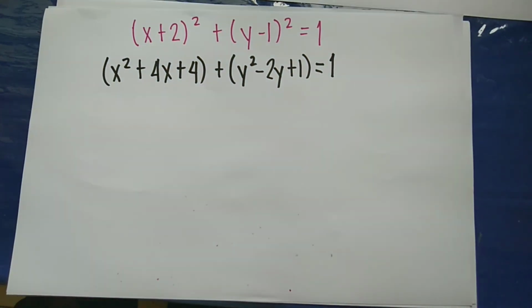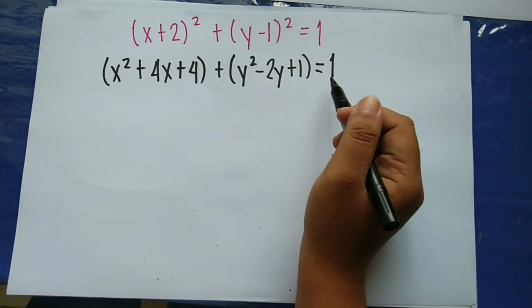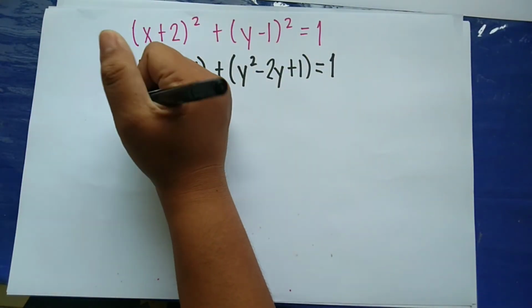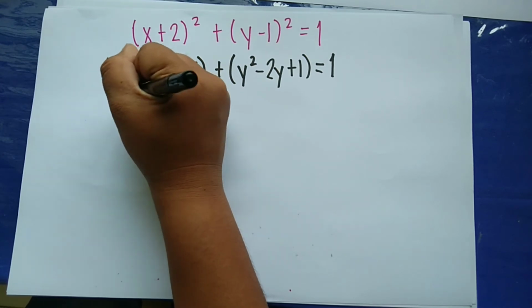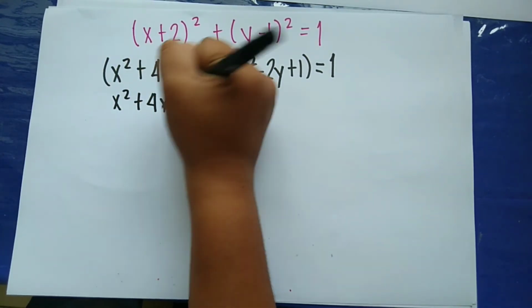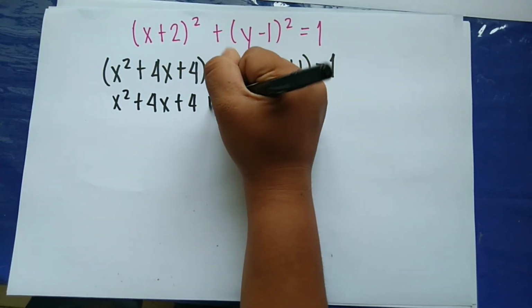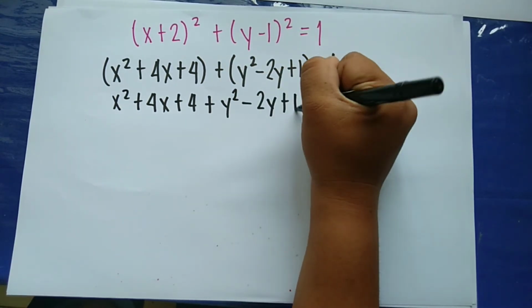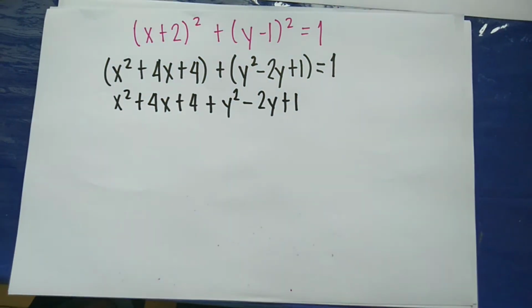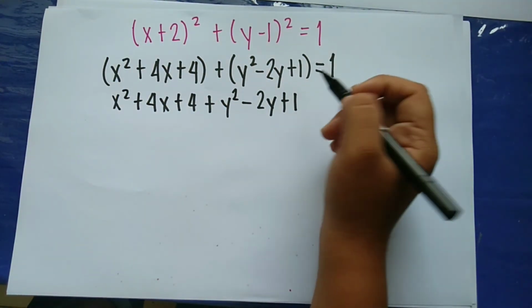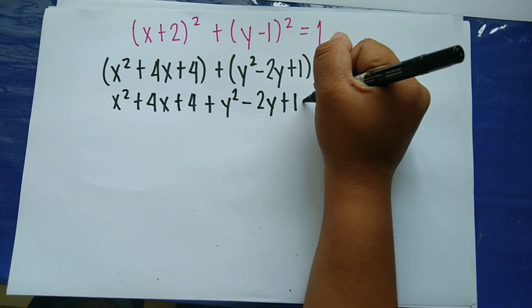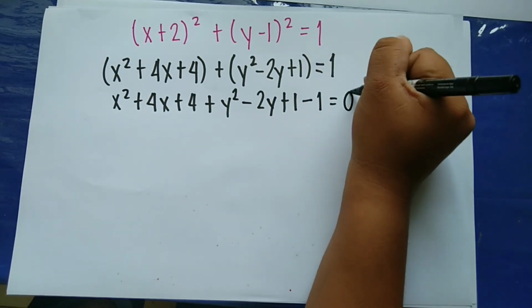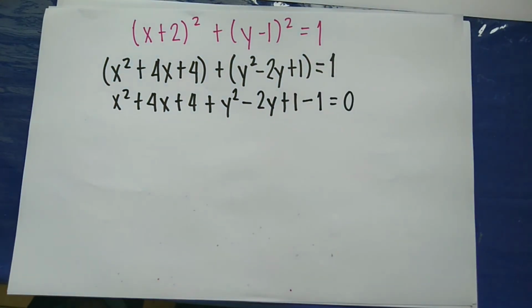So all the terms to the left side of the equation. That means we're going to transpose this constant term. We can remove the parentheses. To transpose this one, from positive, it will be negative. Simplify the equation by combining all the like terms.